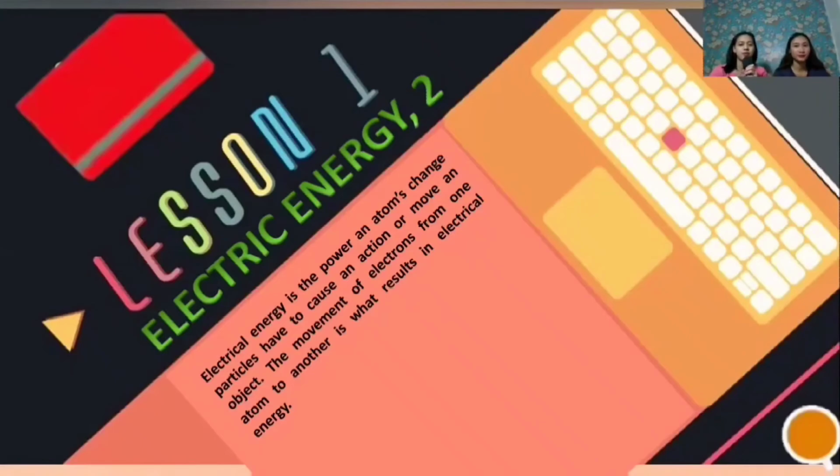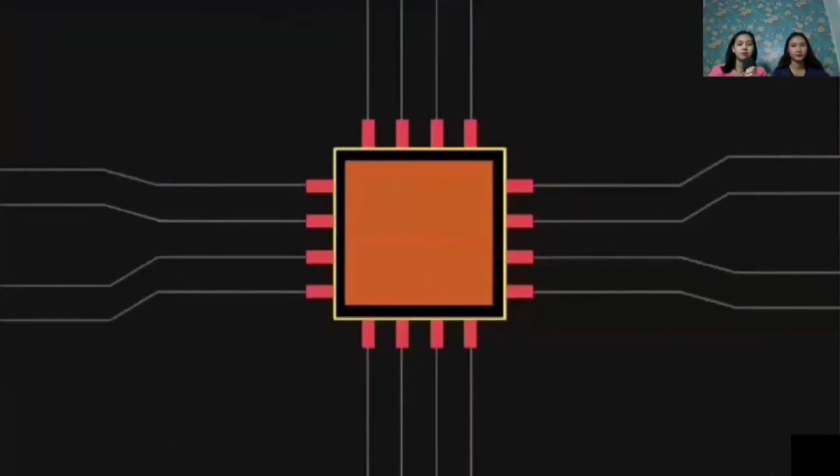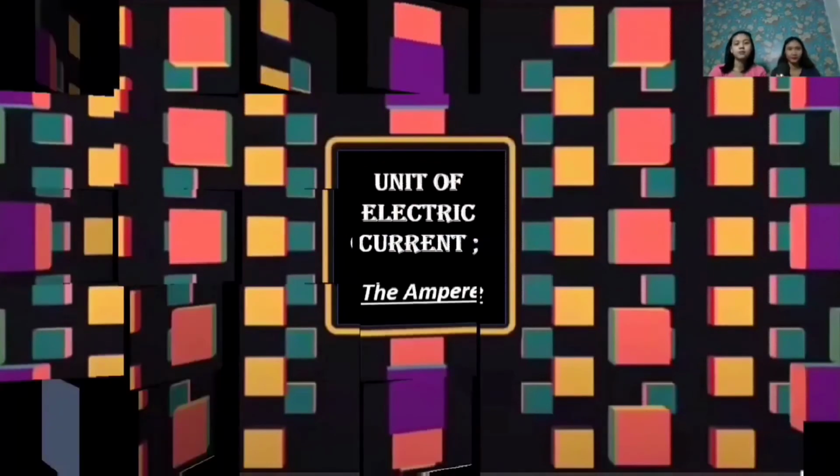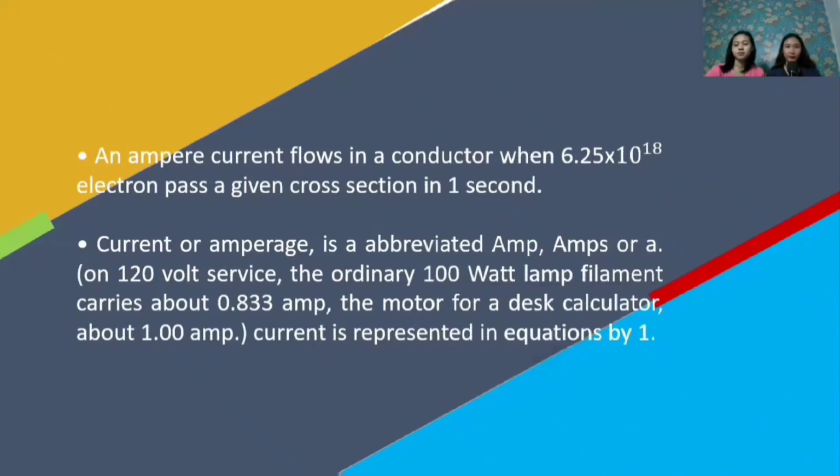So let's proceed. Next topic, we have the unit of electric current, which is the ampere. An ampere of current flows in a conductor when 6.25 times 10 raised to the power of 18 electrons pass a given cross-section in 1 second.